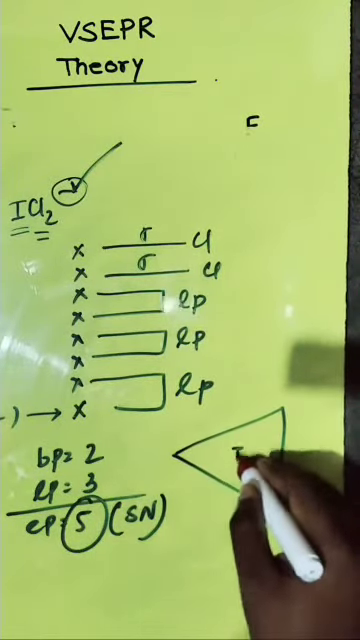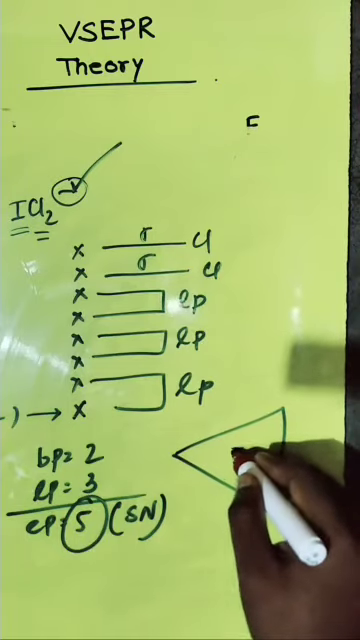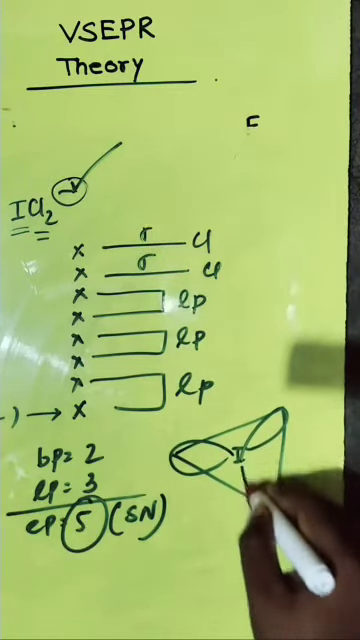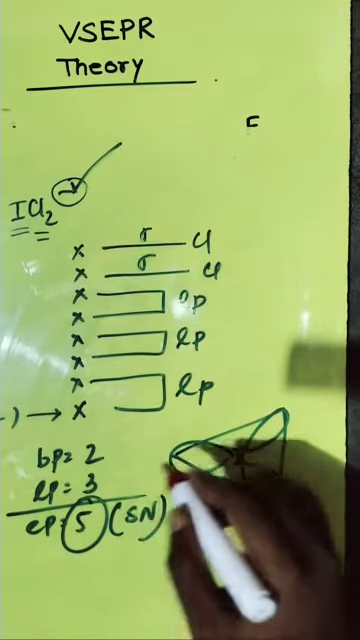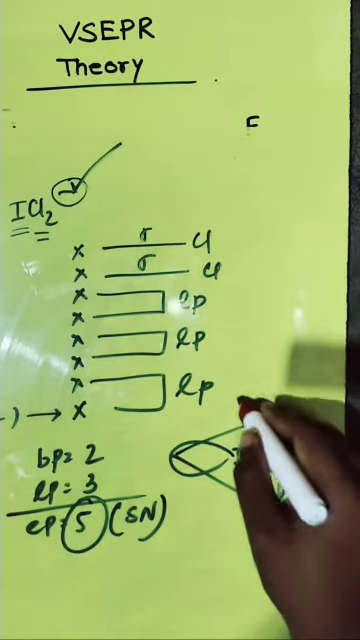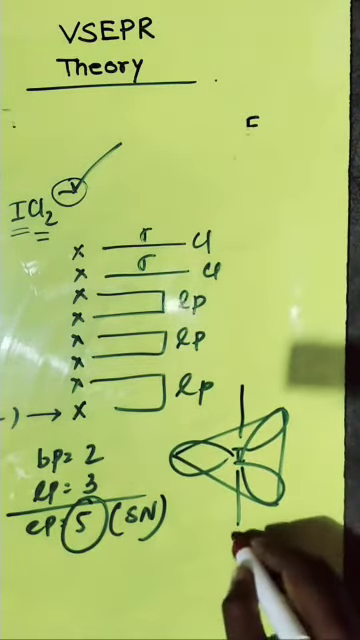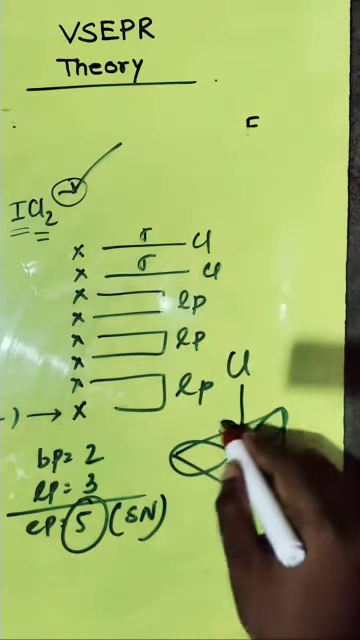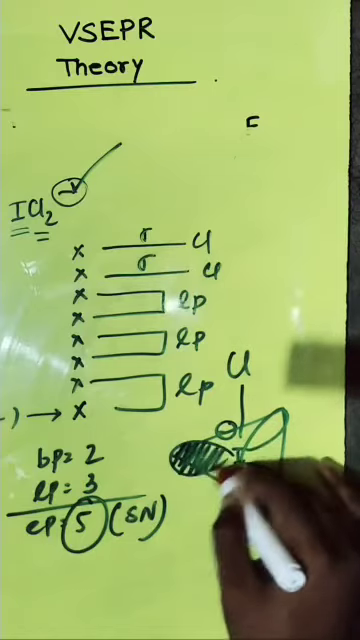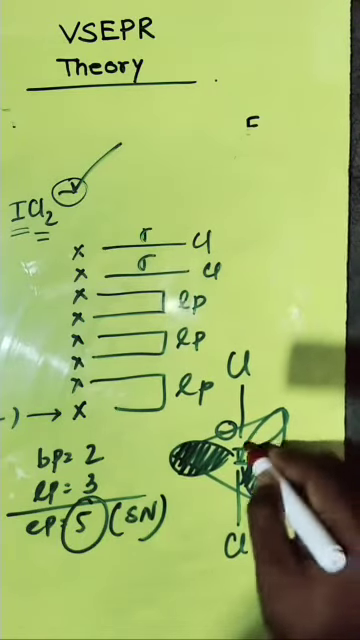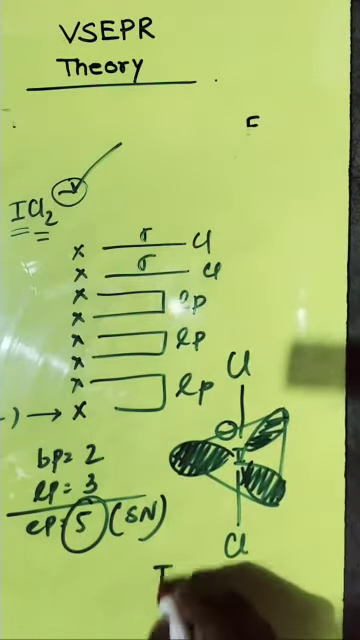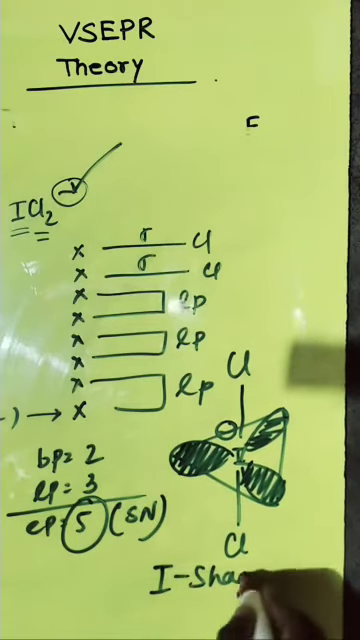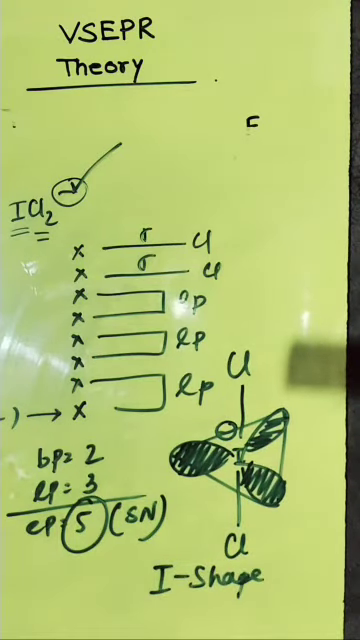Again you have to draw these lone pairs into the equatorial position, so that the angle between the lone pairs is 120 degrees, and the remaining 2 chlorine atoms are present in axial position. That is the structure of ICl2 minus, and this structure looks like I shape. So the structure of ICl2 minus is I shape.